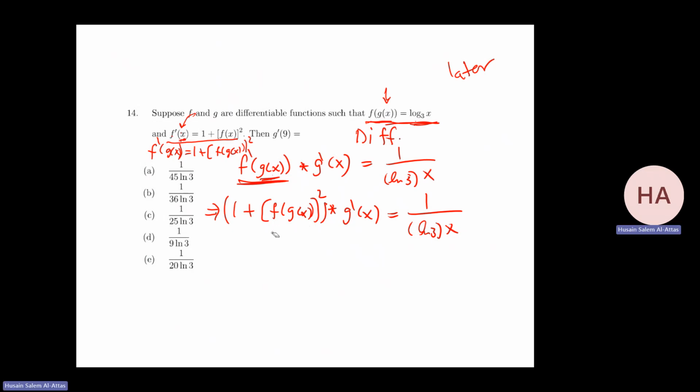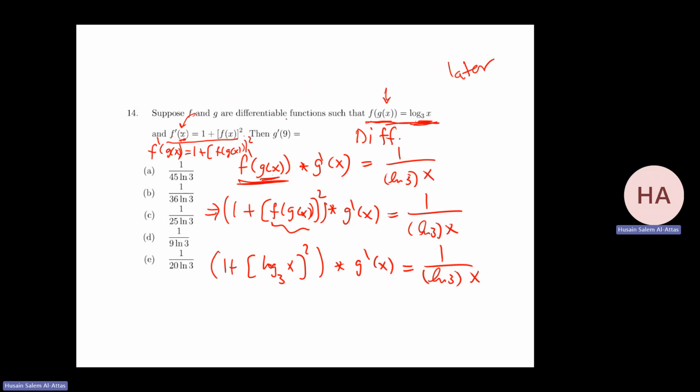Now, what is f at g of x? It's this one. So I replace it again. That's 1 plus log x with the base 3 squared times g prime of x, 1 over ln 3 times 6. I think now we are ready.